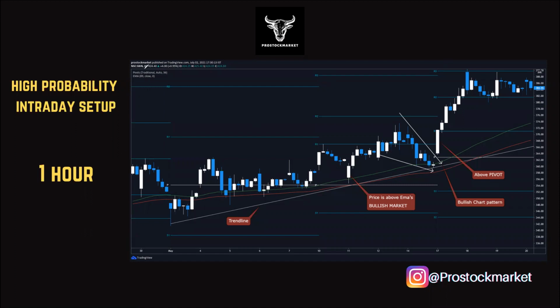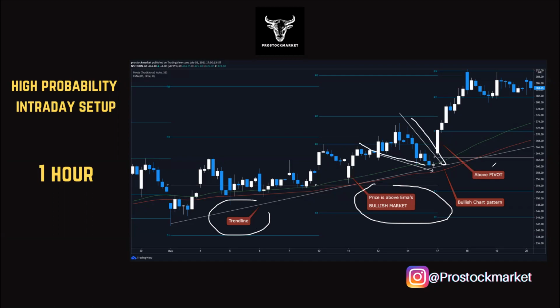This is an SBI chart. So this is the 1 hour chart, the main time frame. We use 1 hour, 15, and 3 minutes, right? So this is the intraday time frame. Price is above the EMAs, and we only look for buying opportunities. Okay, bullish market. The trend line is also supporting the bullish chart pattern.